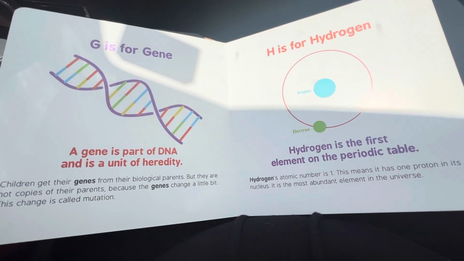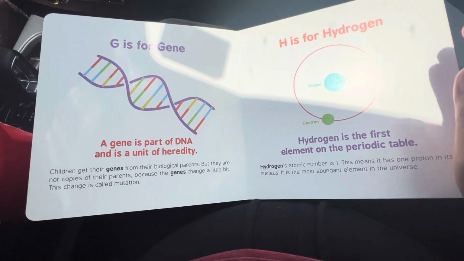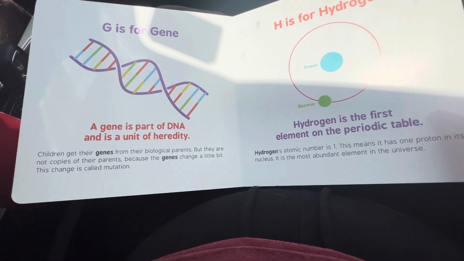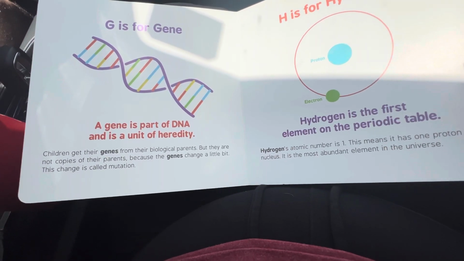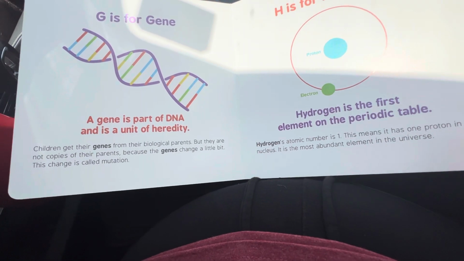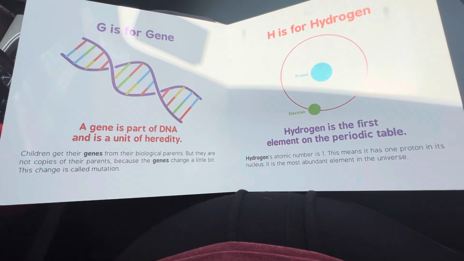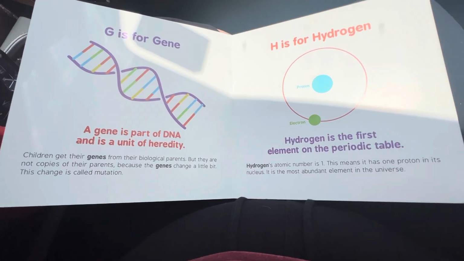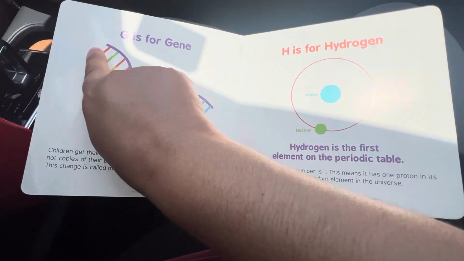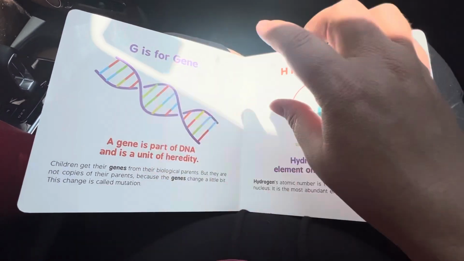G is for gene. A gene is part of DNA and is a unit of heredity. So each gene comes from one parent. The children get their genes from their biological parents, but they are not copies of their parents because the genes change a little bit. This change is called mutation. And mutation doesn't actually happen every time, but it can happen. So you can have a little bit of a change. And a gene is a set of DNA, one piece of the DNA.